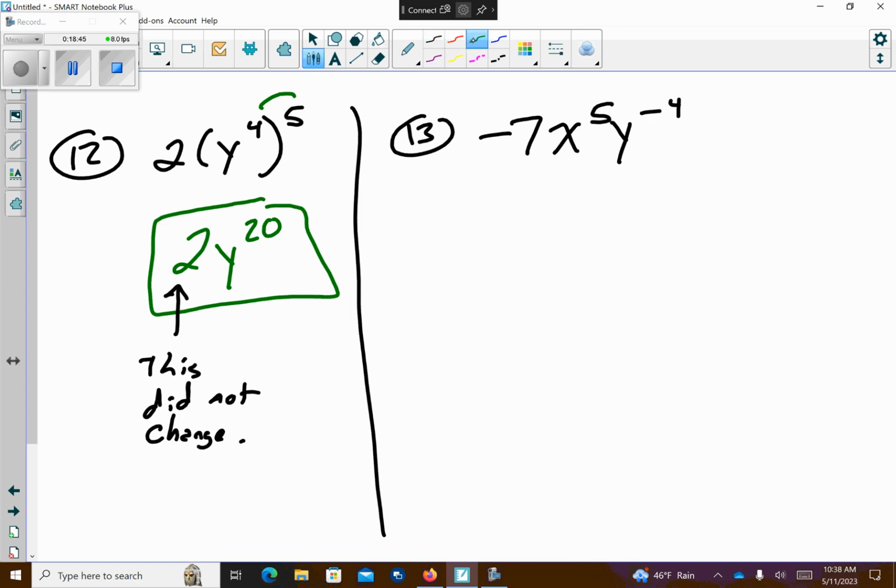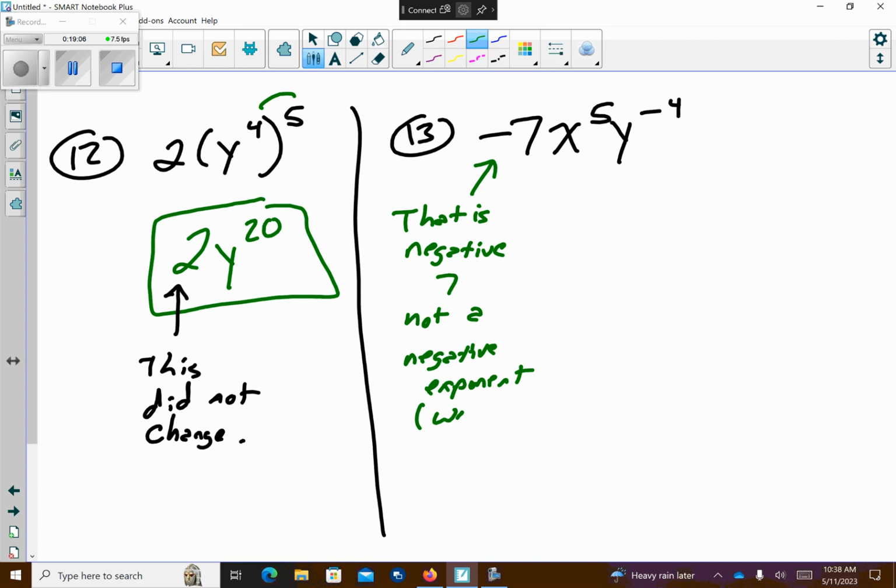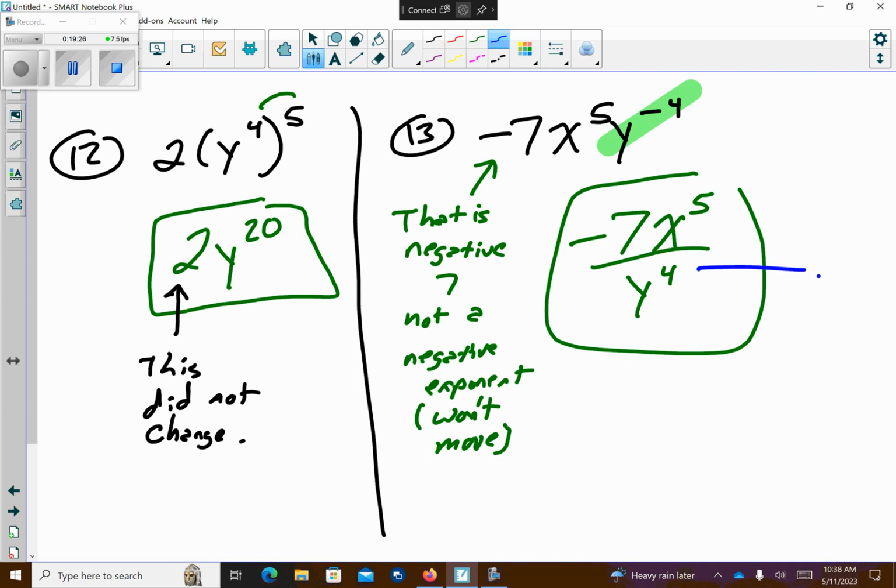All right. So I'm going to put a couple notes here. That is -7, not a negative exponent. So does it move? No. So it won't move. Okay? All right, so I have -7, x to the 5th. That moves, yes? That heads downstairs. Put a little note. Okay, does that make sense? Do you all understand why it's still a -7? We dealt with negative numbers for a long, long time, so it's going to stay a negative number.